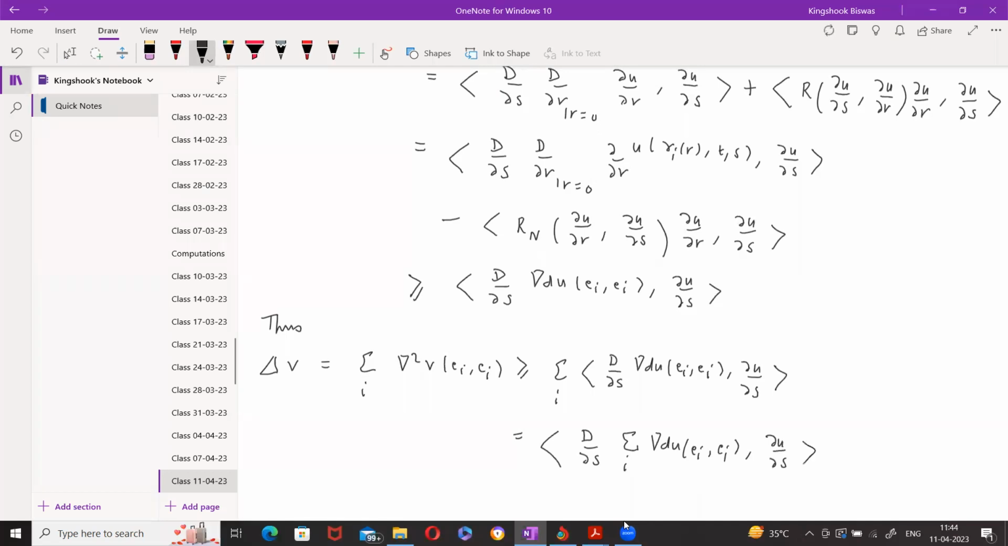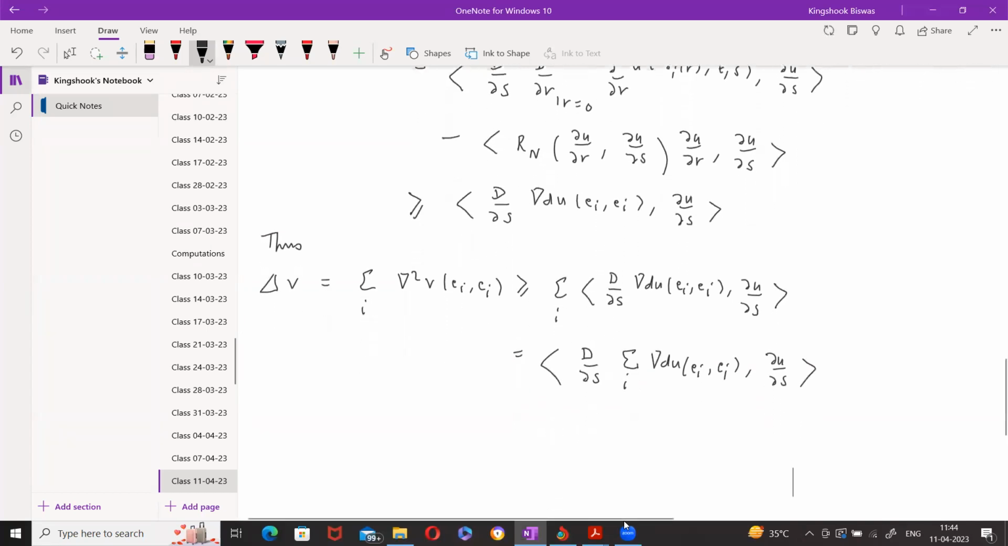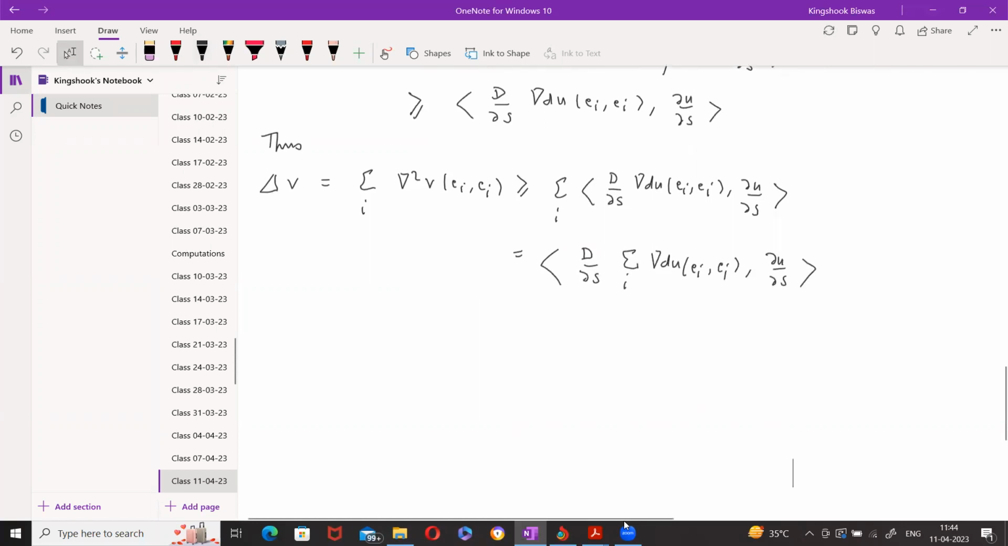Now, what is this sum over i, nabla du of ei, ei? What is this? It is the tension field of u, right? So this becomes d del s of tau u, in a product with del u del s. Sorry, tau u.